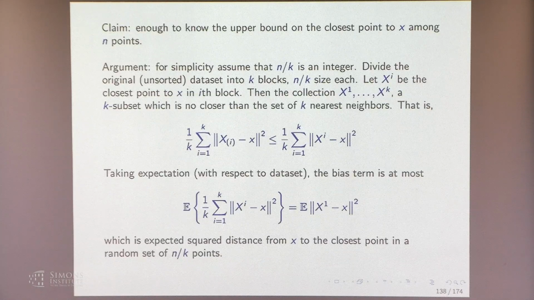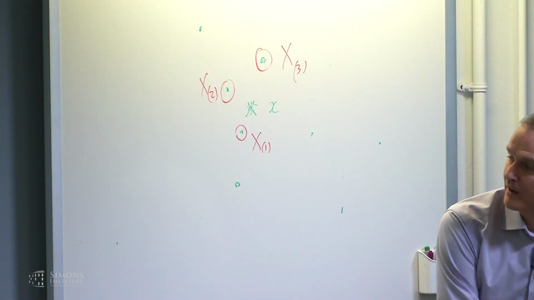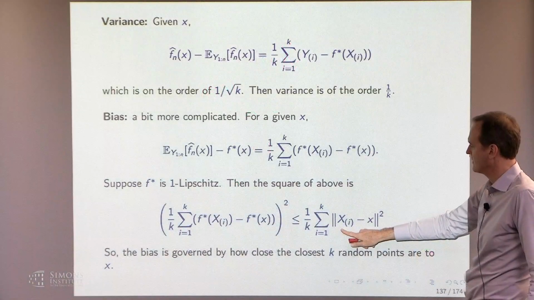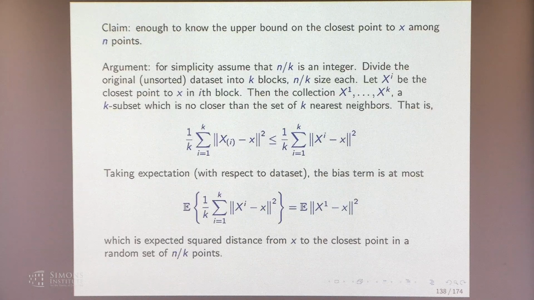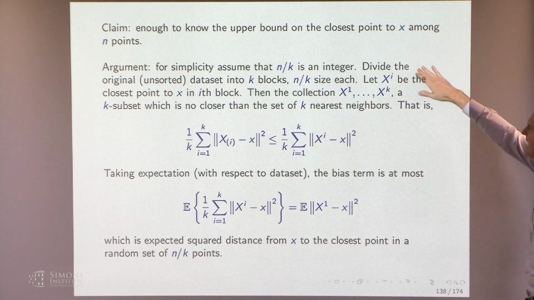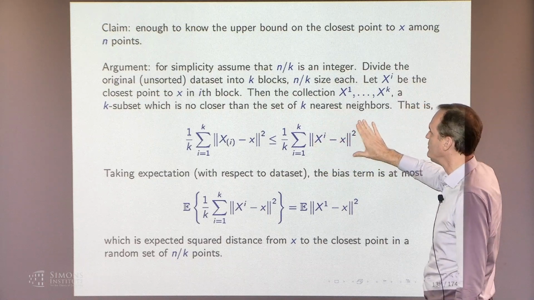Okay, so I'm going to wave my hands a lot in the next two slides. I guess maybe not. This is actually quite precise, and then I'll wave my hands. So what we will care about here is just how far these k nearest neighbors are from the test point x. So all we really need to know is how close the closest point is among some finite set of points. And the way to see that is we'll get what appears to be a sort of loose upper bound.